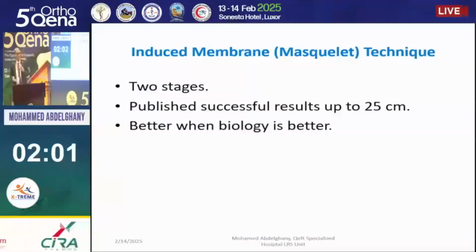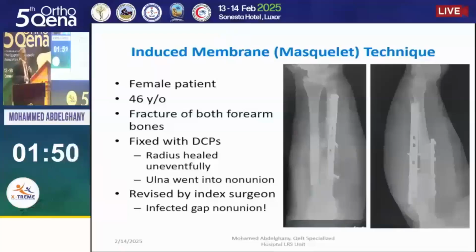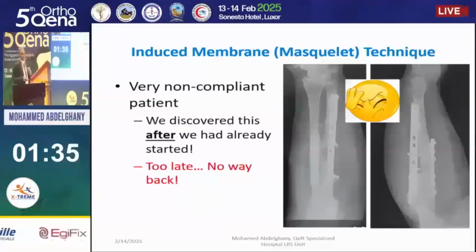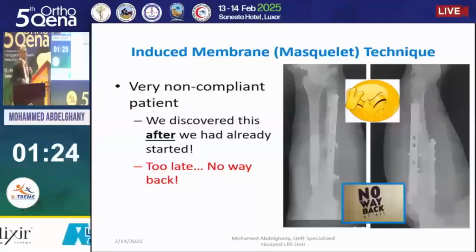Now we come to the induced membrane technique, which is a two-stage technique with published successful results up to 25 centimeters, which is better when biology is better. Our patient is a female patient, 46-year-old, who had a fracture of both forearm bones, fixed with DCP. The radius healed unevenly. However, the ulna went to non-union and was revised by the index surgeon and went into infected gap non-union. She was a very non-compliant patient, and we discovered this after we had already resected the bone. It was too late and no way back.